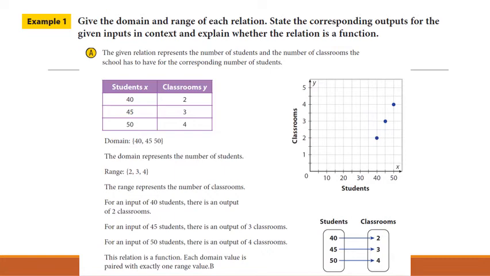On page 116, you'll find example 1, and we're going to look just at part A. Now part A has all the information given to you. We're just going to quickly talk about it. What this data represents is the relationship of the number of students and number of classrooms that are being utilized at a school.